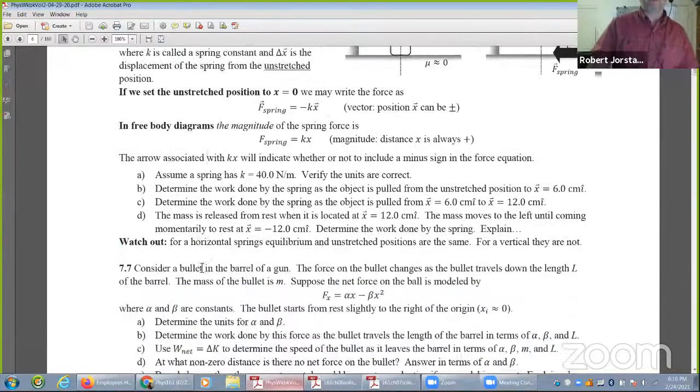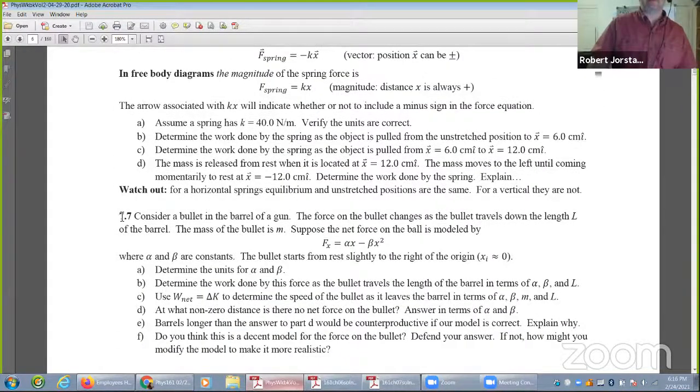Now, I just want to point out 7.7. You could imagine you take some crazy physics equation like this, and you could say this is a model for a bullet in a gun. It doesn't have to be a good model, and in fact, it's not, but this is one that's doable for students. So here's an application, foreshadowing a way this might be useful.